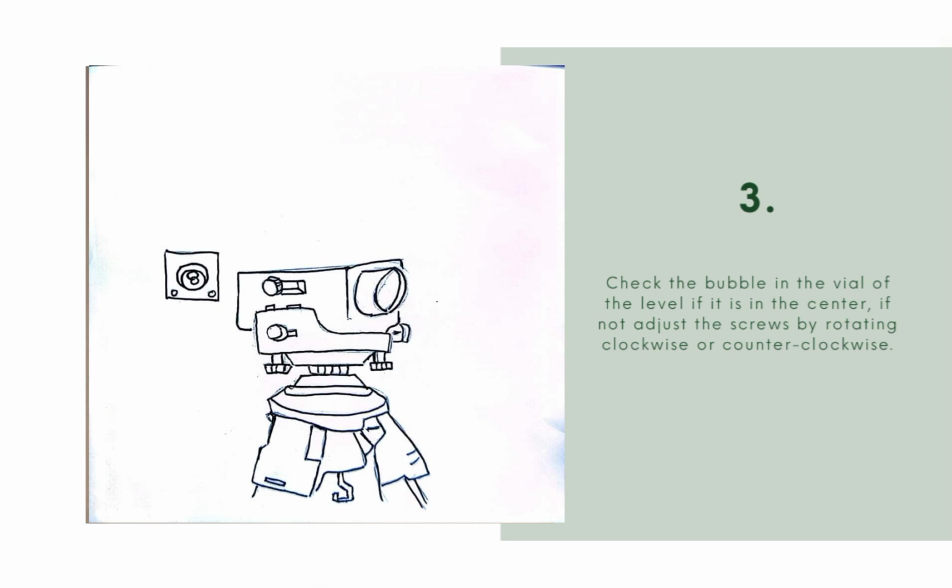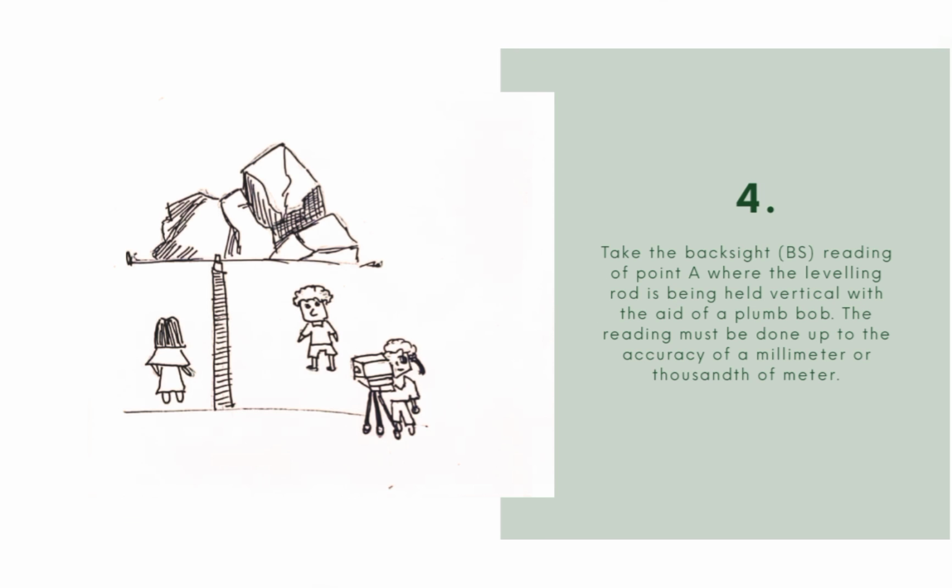Check the bubble in the vial of the level if it is in the center. If not, adjust the screws by rotating clockwise or counterclockwise. Take the backsight reading of point A, where the leveling rod is being held vertical with the aid of a plumb bob. The reading must be done up to the accuracy of a millimeter or thousandth of a meter.